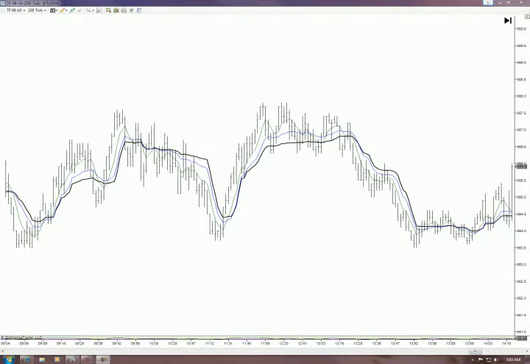Okay, in this video what we're going to be talking about is trend versus bias. There is a difference. Bias is more important, and here's the reason why. When you have moving averages on a chart, or whatever it is that you use to determine trend, when there is no trend, that's where you're going to get in trouble.